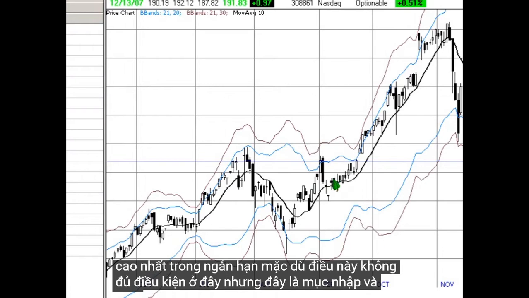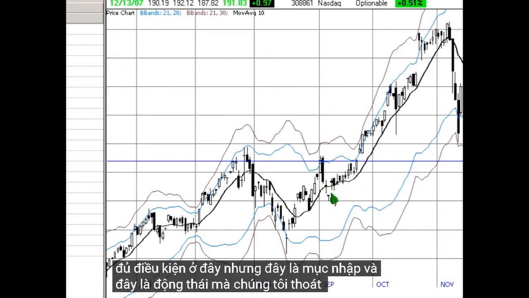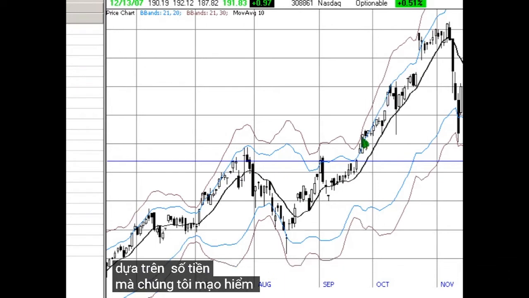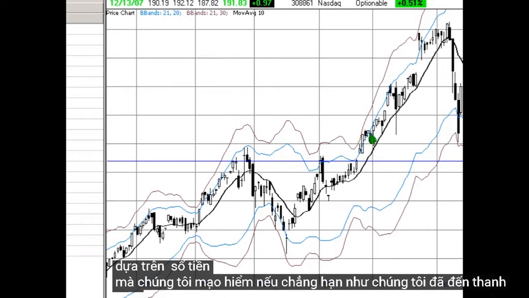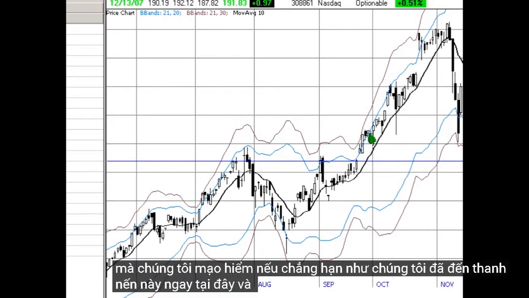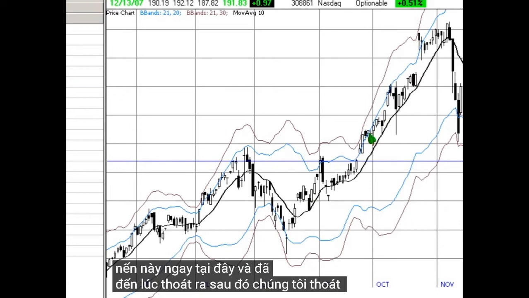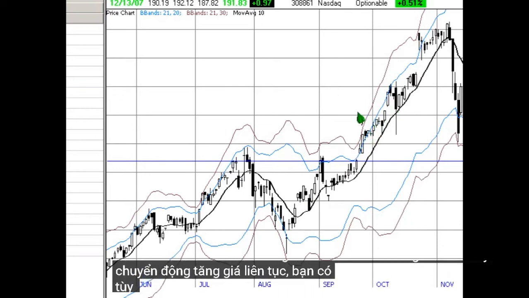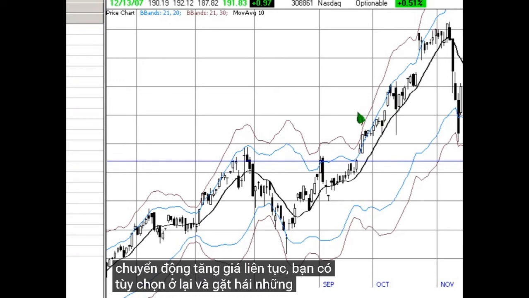But here's an entry, and here's a move. Our exit target is based on the amount of money we risk. If we, for example, got to this candlestick right here, and it was time to exit, then we exit. If we still see continual bullish movement, you have the option of staying in and reaping larger rewards.